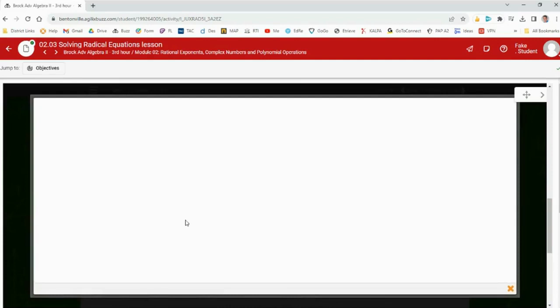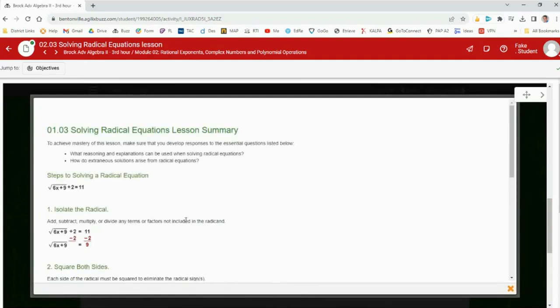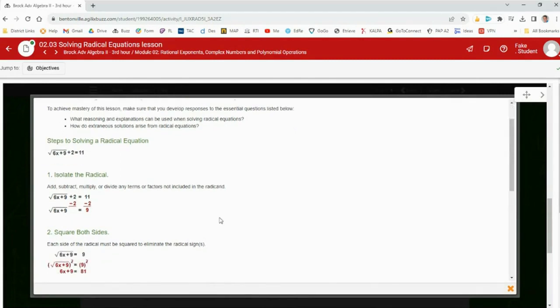Lesson summary. Here's a great place to get your notes. And for this unit, I would have example problems written down as notes. So when I go take the test, I can look at my notes and say, oh, here's a problem. How'd they work that one? Okay, that's what I need to do in the test.